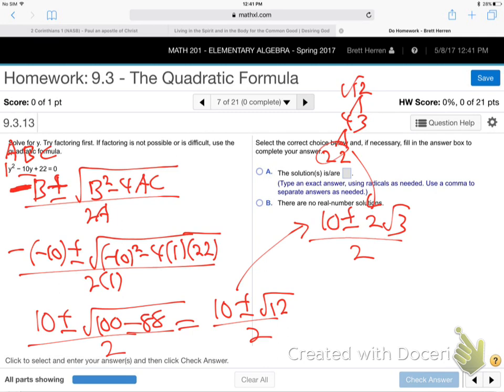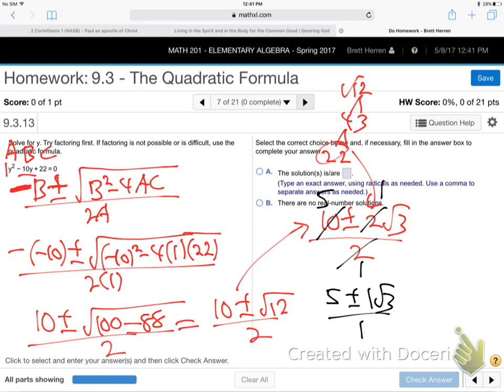Right, good to there? Now those 3 will all cancel. Divide by 2, divide by 2, divide by 2. Divide them all by 2, leaves a 1, a 5, a 1, and a 1. So it's 5. That's a scribbly 5. It's 5 plus or minus 1 root 3 over 1.